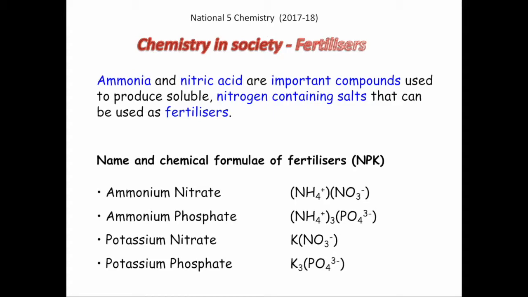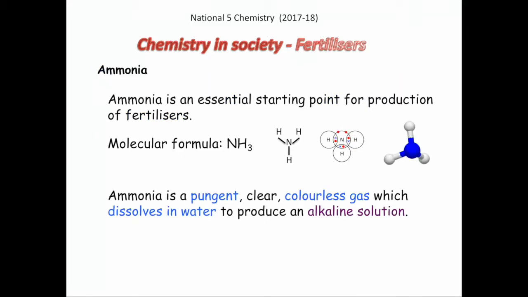Now, here we have the names and chemical formulae of various fertilizers, which are often referred to as NPK fertilizers, having nitrogen, potassium, and phosphorus. So, ammonium nitrate, ammonium phosphate, potassium nitrate, potassium phosphate. So, you can see here that most of these elements are obtained from these fertilizers. Ammonia is an essential starting point for production of many fertilizers.